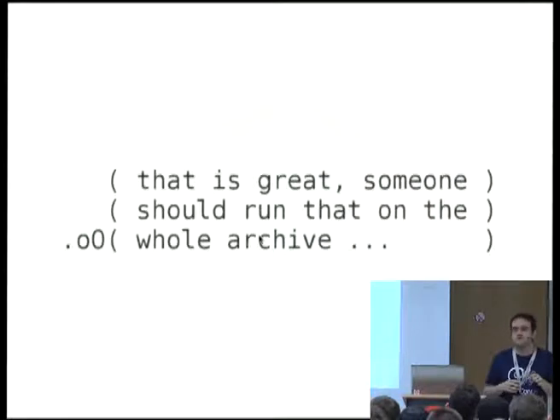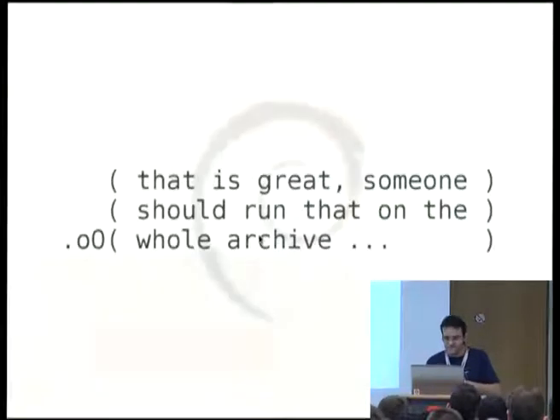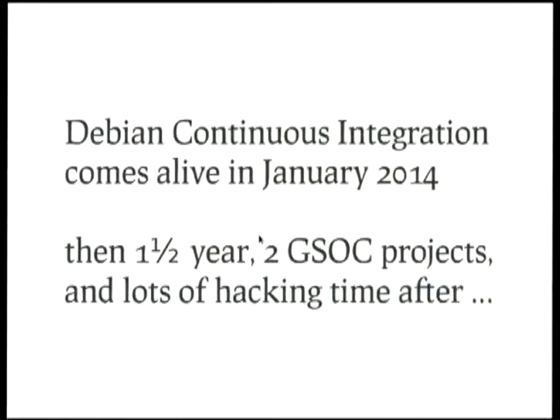And then there was this idea floating around that someone, somewhere, should run autopkgtest on the whole archive. In January 2014, a year and a half from now, I had something working, which I called Debian Continuous Integration. It was very basic, and the HTML was very ugly. But then a year and a half later, we had two GSoC students last year. One of them worked with me on enhancing the UI and making it ready for testing multiple suites and architectures. So today we have support for that. We don't do it yet, but the UI is ready for doing it.